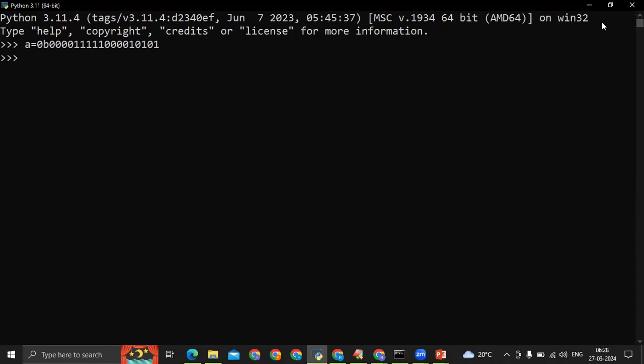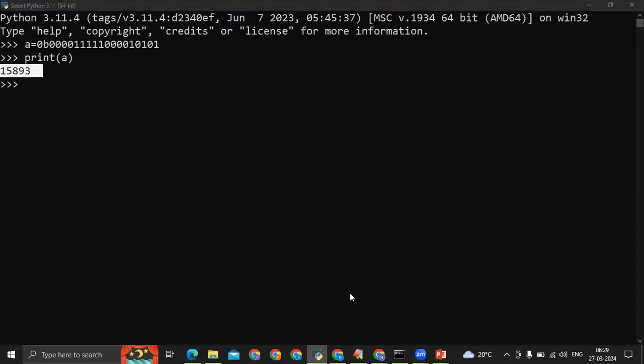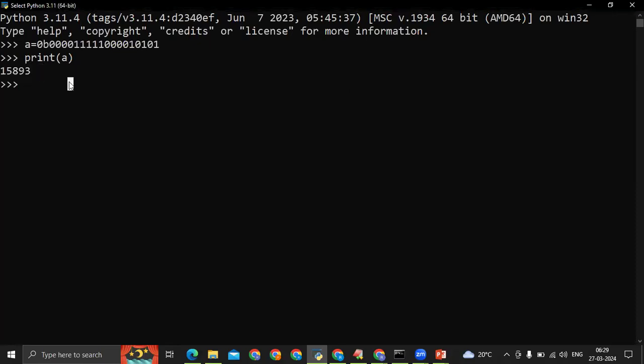No. So what I'll write is print A. See, we have got the answer in the decimal format. Now, is this understandable by everyone? Yes. So it will convert it into the high-level programming language. In whichever format we'll write it, we'll get the output in the decimal number system.